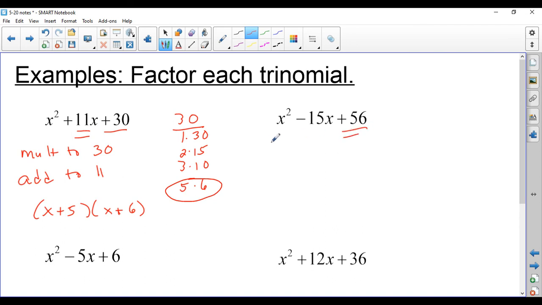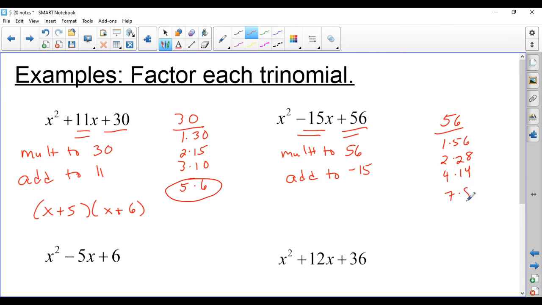Next example, I have positive 56, so I need to multiply to 56, and I need to add, here be careful, I need to add to negative 15. Remember, two positives multiply to a positive and two negatives multiply to a positive, so I'm going to have two negatives that add up to 15. Look at the factors of 56. 1 times 56, 2 times 28, 4 times 14, and 7 times 8.